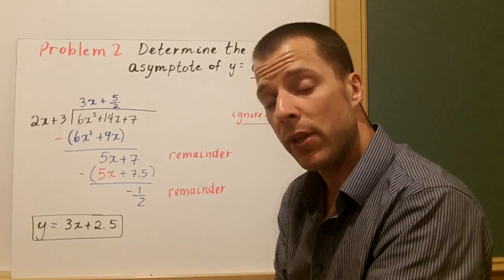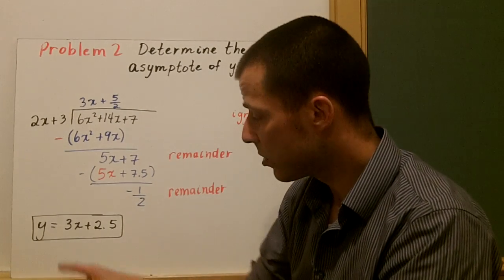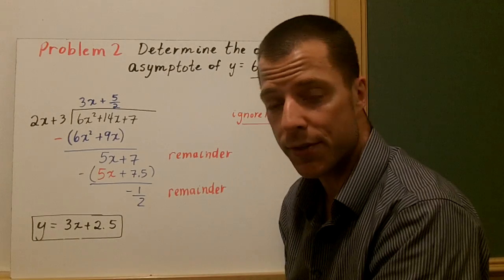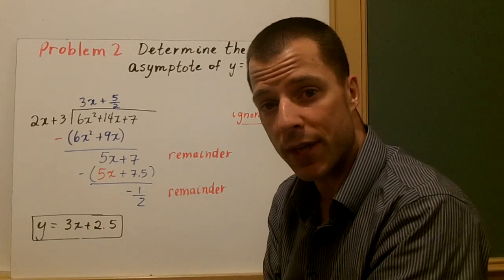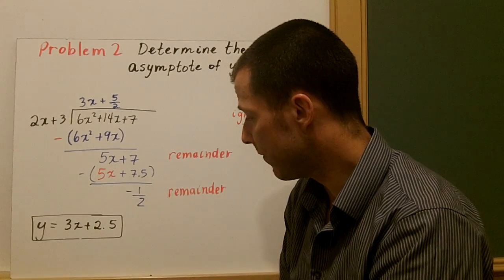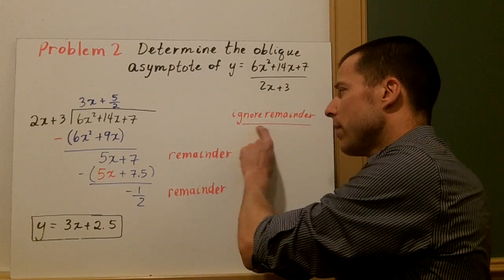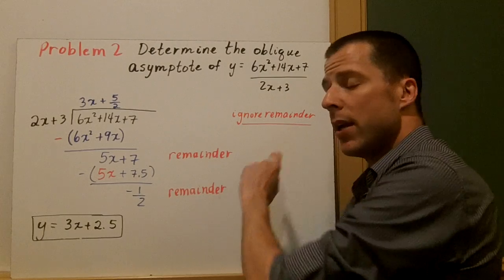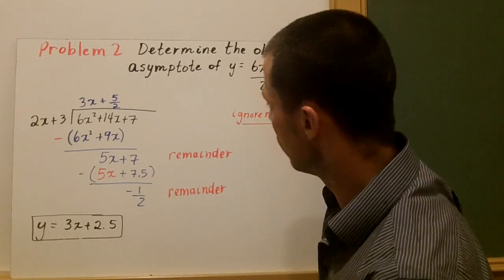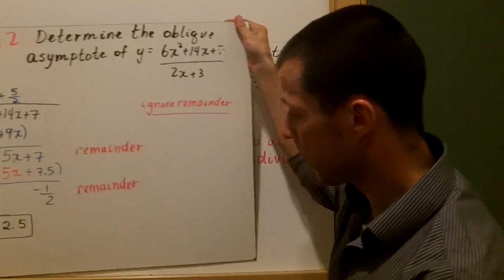Remember, these oblique or slant asymptotes are lines, so it's going to be in that form y equals, and it's usually going to be y equals mx plus b form, slope-intercept form. Okay, so that's my answer. Remember, when you talk about oblique asymptotes, ignore the remainder. Use division, ignore the remainder.